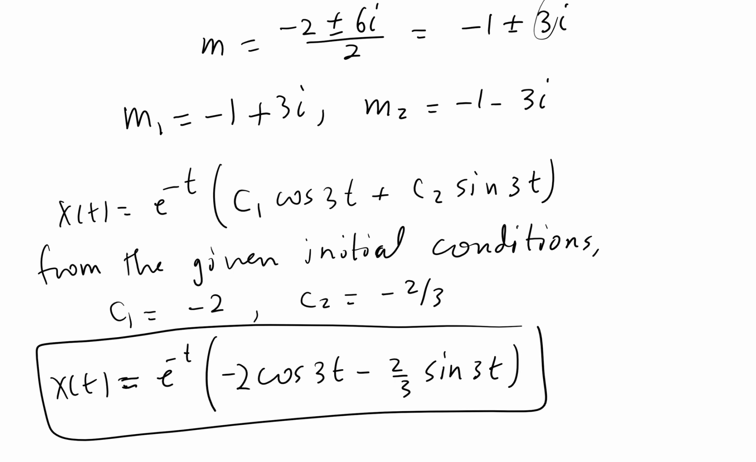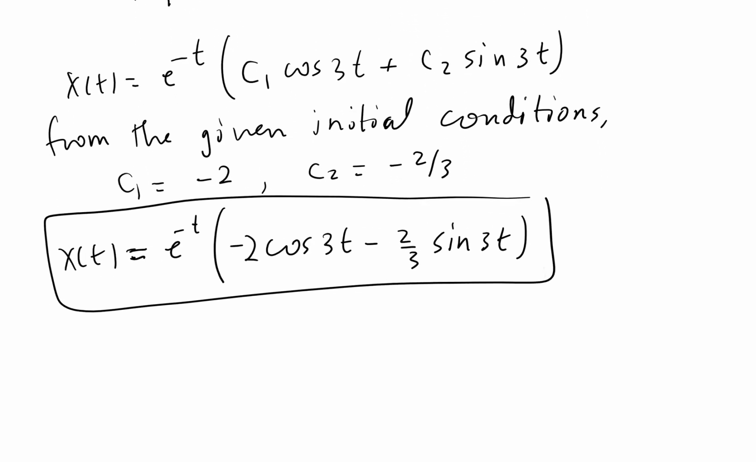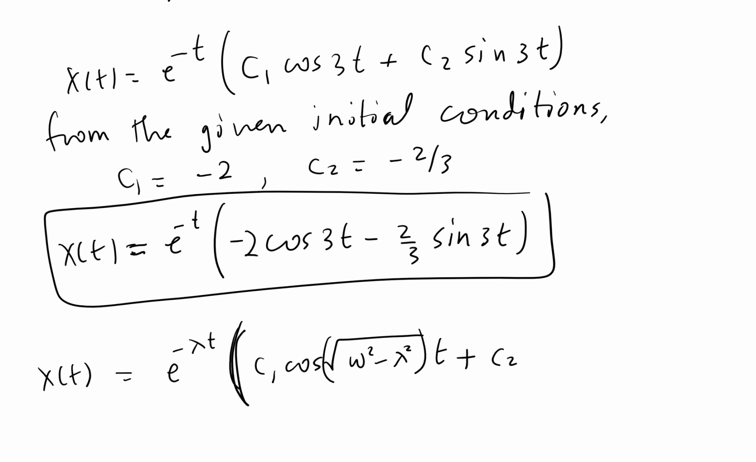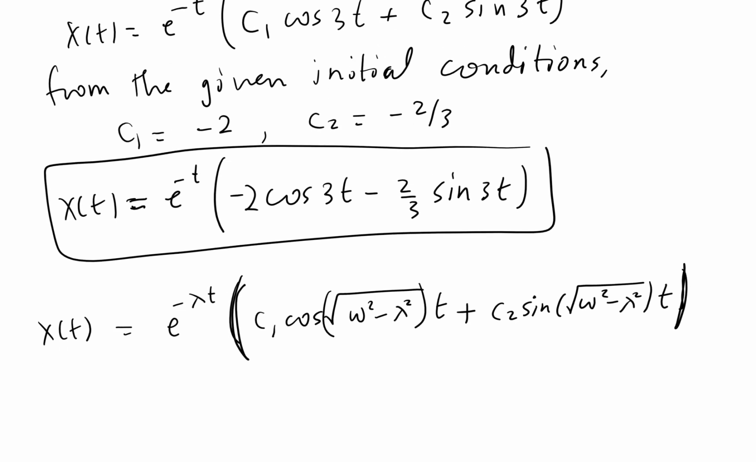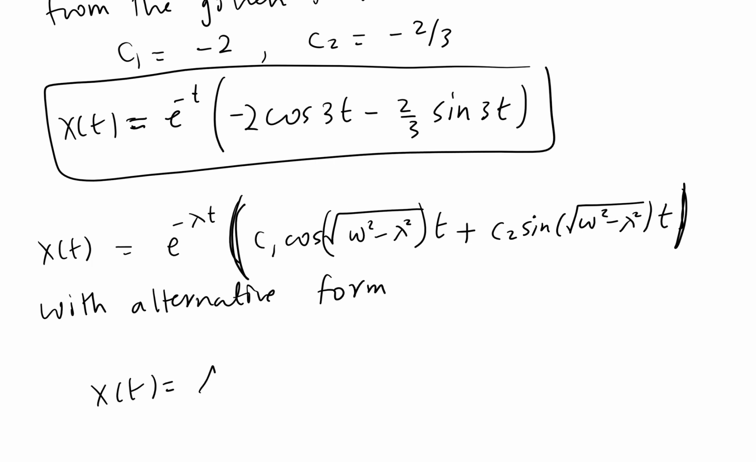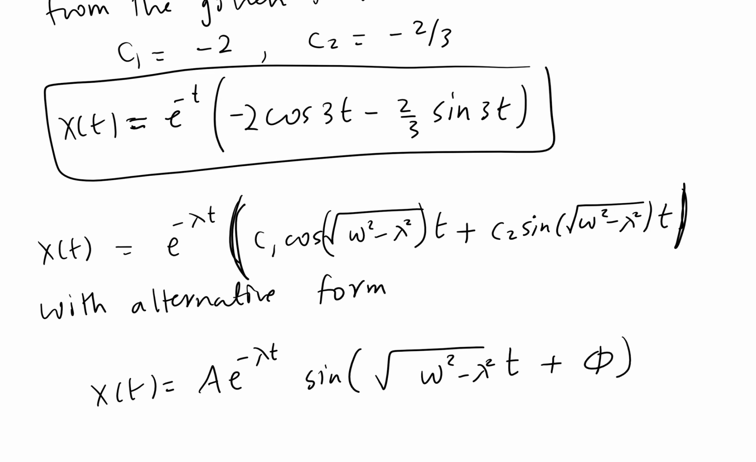Okay, so now we recall from the previous section that x of t for this case is c1 cosine of the square root of omega square minus lambda square times t, plus c2 sine of the square root of omega square minus lambda square times t. It has an alternative form: x of t equals A e to the negative lambda t sine of the square root of omega square minus lambda square times t, plus phi. That's the alternative form.